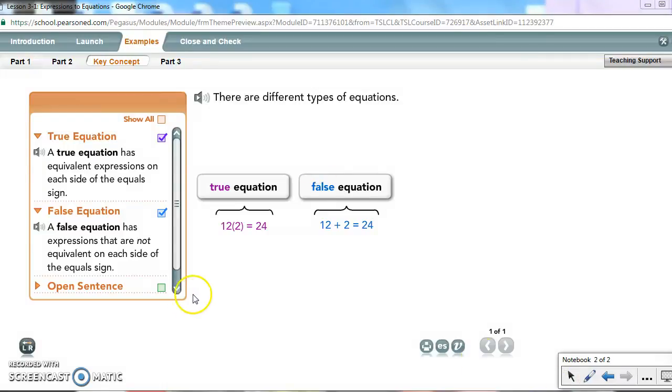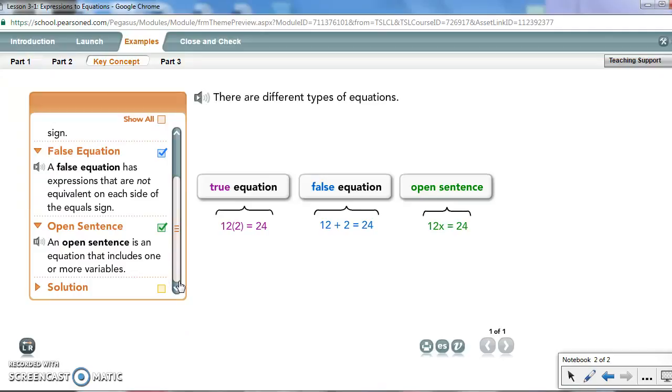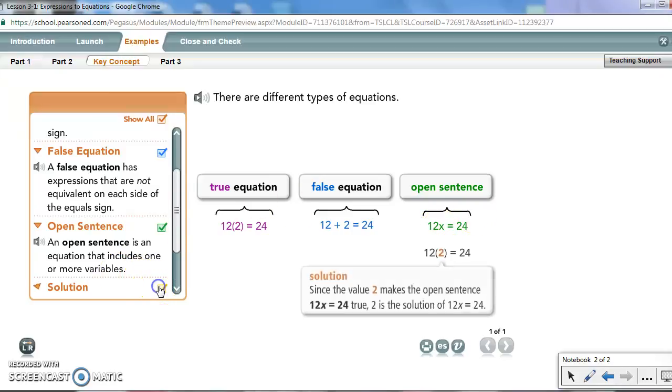Okay, there's also something called an open sentence. An open sentence is an equation that includes one or more variables. So if we have 12x equals 24, in chapter 3, we're going to learn how to solve for x. Well, we know that a number next to a variable means multiplication. So what number times 12 equals 24? We're going to be talking about that in chapter 3.